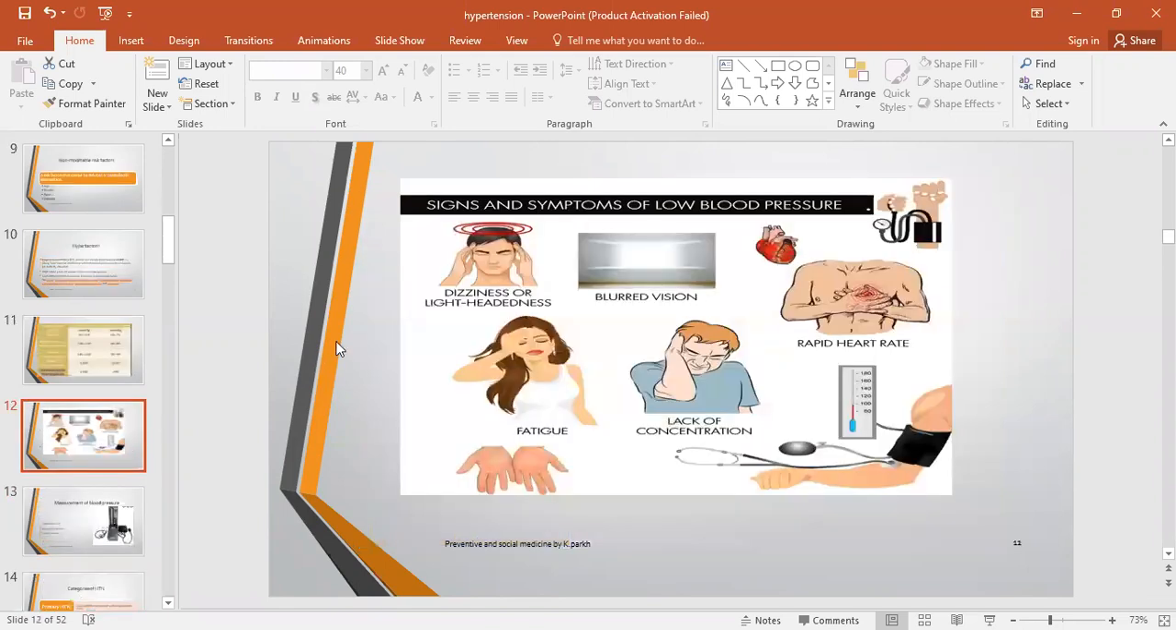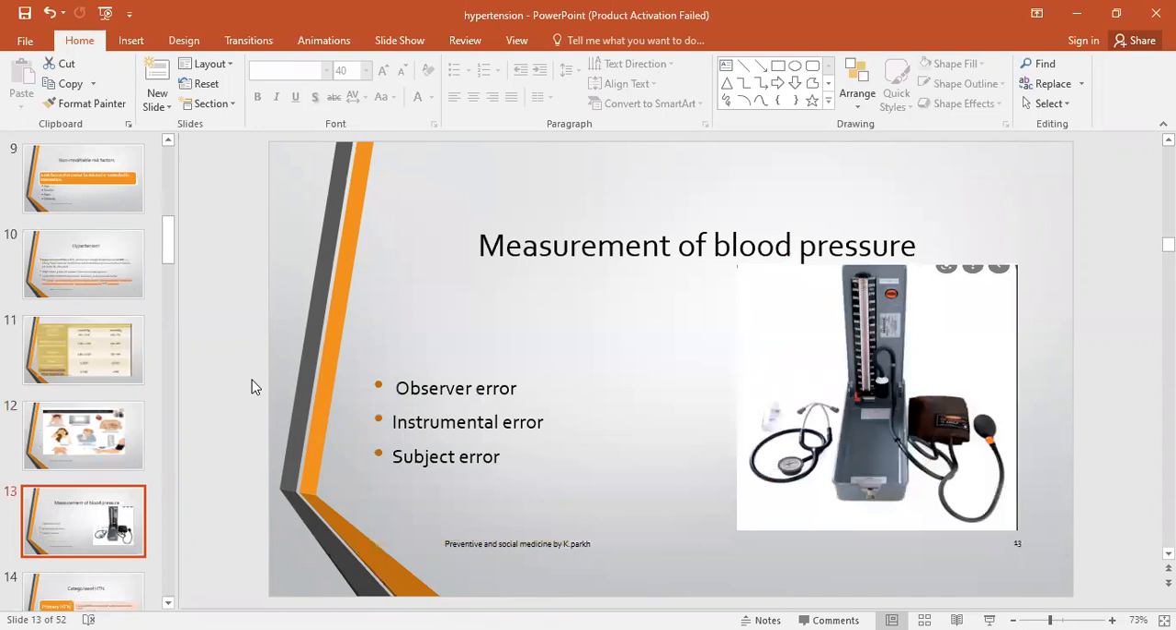These are the signs and symptoms of high blood pressure: dizziness, blurred vision, rapid heart rate, lack of concentration, and fatigue. There are many methods to measure blood pressure, and one method uses an instrument called a sphygmomanometer. There are many types of error that occur in this measurement, like observer error, instrumental error, and subject error.